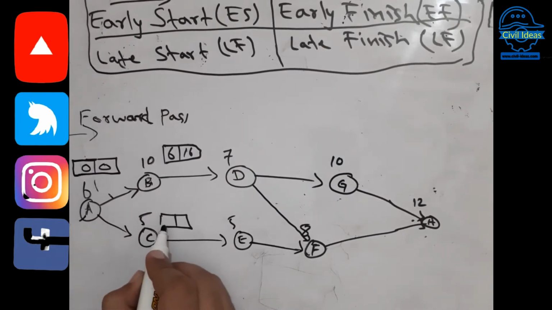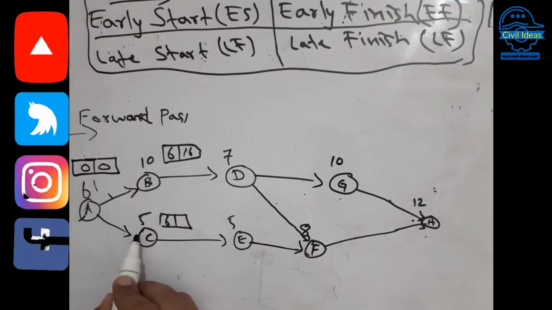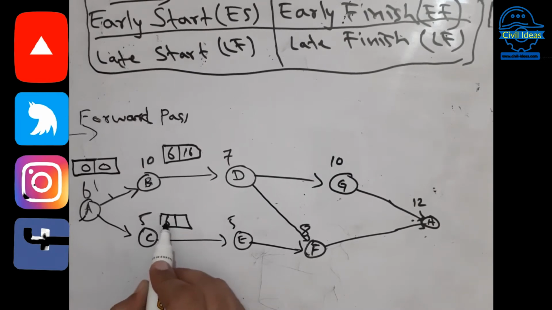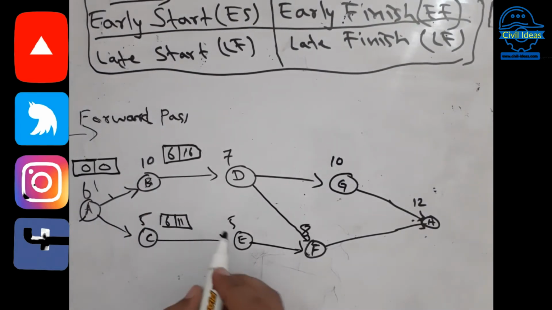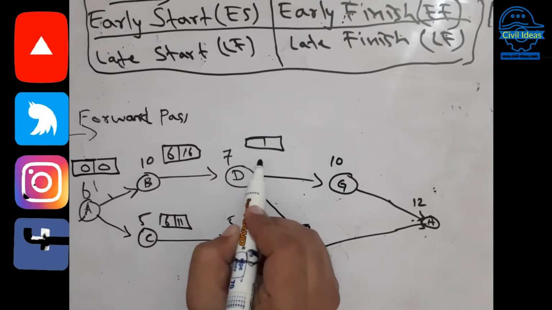And now here we will write activity C, which takes 5 days. The early start time is 6 days, because activity A finishes in 6 days, then we will start activity C. So 6 plus 5, 11, total 11 days it will take to finish activity C. And now we have to move to the other one.